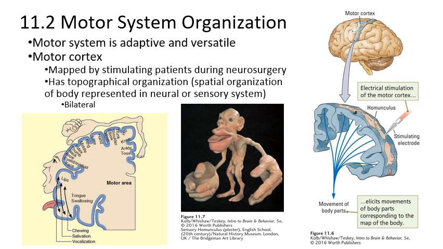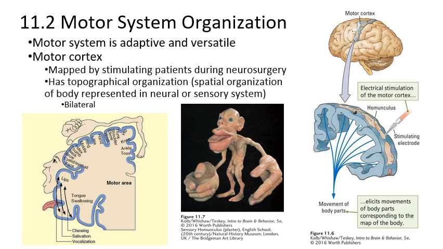Section 2, motor system organization. The motor system is very adaptive and versatile in general. When I say motor cortex, I'm typically going to be referring to the primary motor cortex, this strip of cortex right in front of the central sulcus.